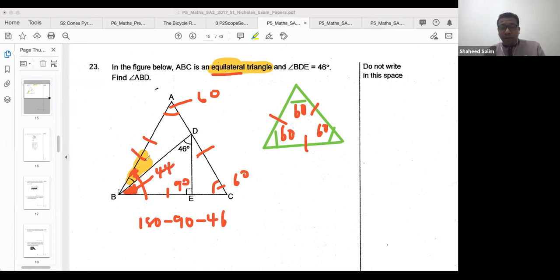We want this part down here. The whole thing is 60. Come on, the whole thing is 60. You know one part already. The whole thing is 60 here. This one is 44. 44 plus what equals to 60? 44 plus what equals to 60? Take 60 minus 44. What do you get?